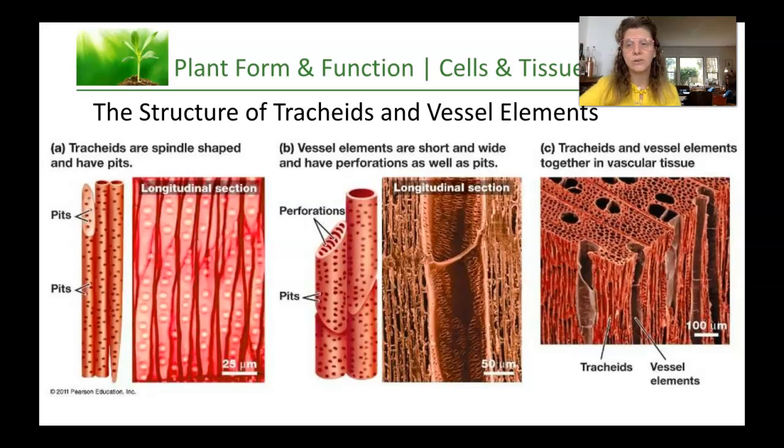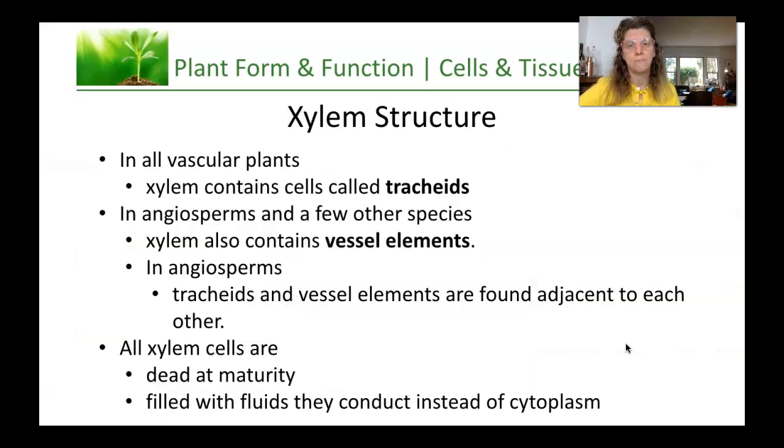We have tracheids. These are nice pictures of the tracheids here, the vessel elements, and how they work in tandem with each other. We're going to go way more into this when we talk about sugar and water transport, but you should just be aware of what types of cells they are and what kind of tissue they're located in. It is important also to remember that it's vascular plants that have tracheids, and so it's the xylem that will contain that. And in angiosperms, we have vessel elements. There are a few other species that have that. And in angiosperms, we have tracheids and vessel elements that are found adjacent to each other.